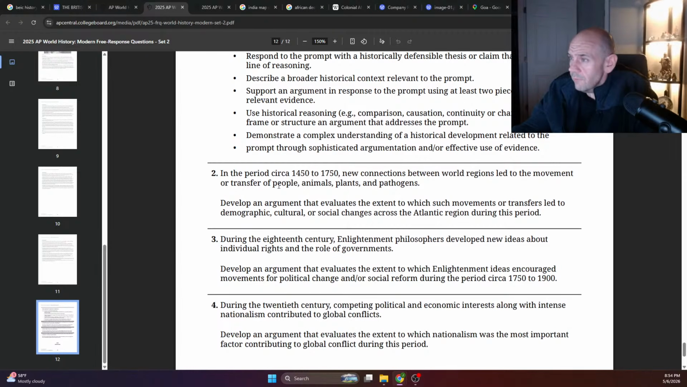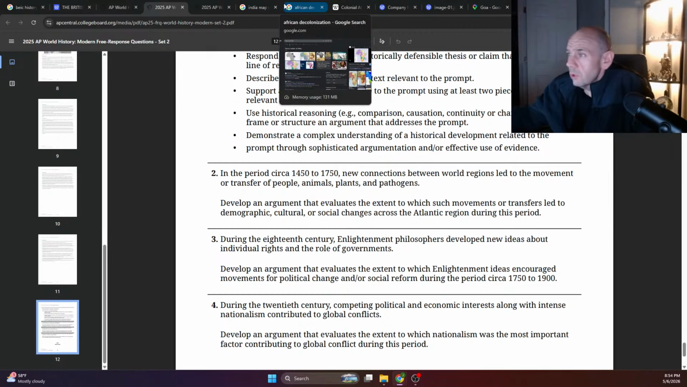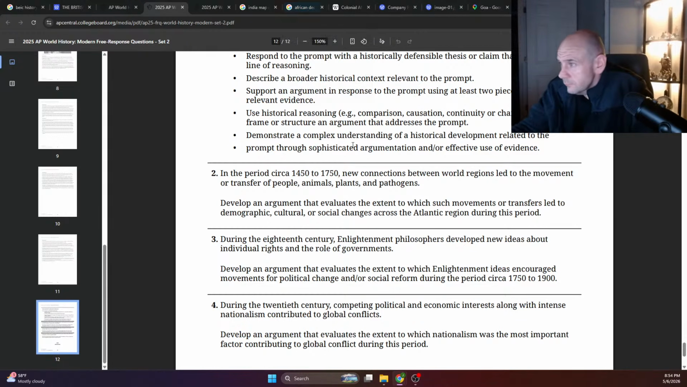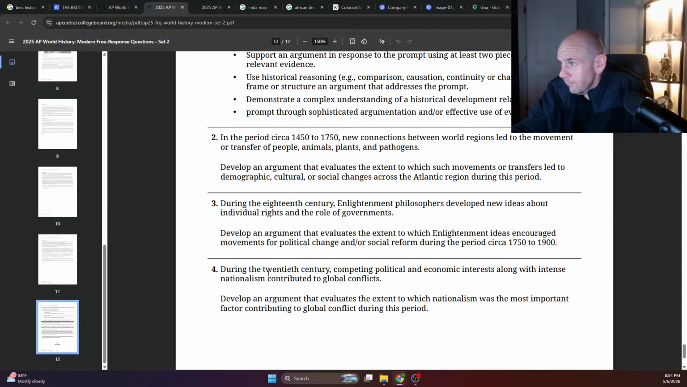Now, if I was going to pick one of these, I would do... All right, let's do 4. Let's do 4. 4 is pretty easy. During the 20th century, 1900, 2000, right? Competing political and economic interests along with intense nationalism contributed to global conflict. Sure did. Develop an argument that evaluates the extent to which nationalism was the most important factor contributing to global conflict during this period. Okay.